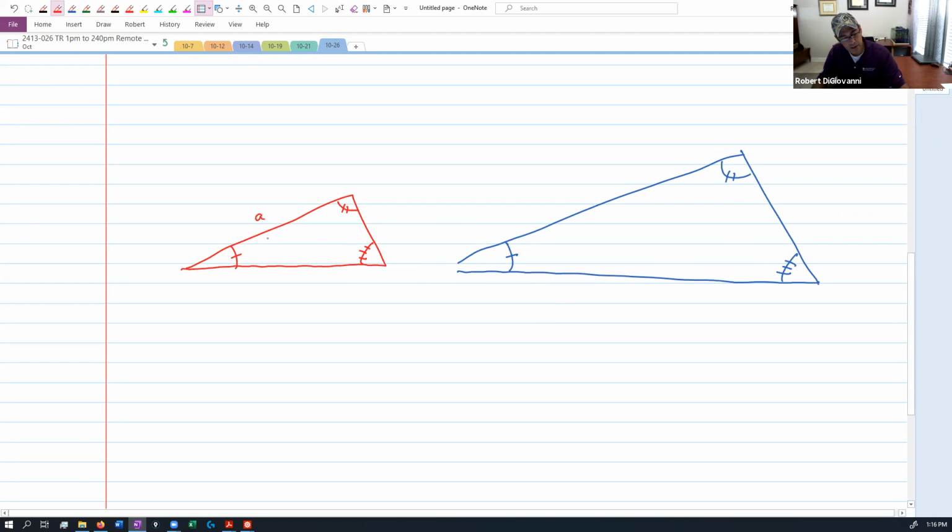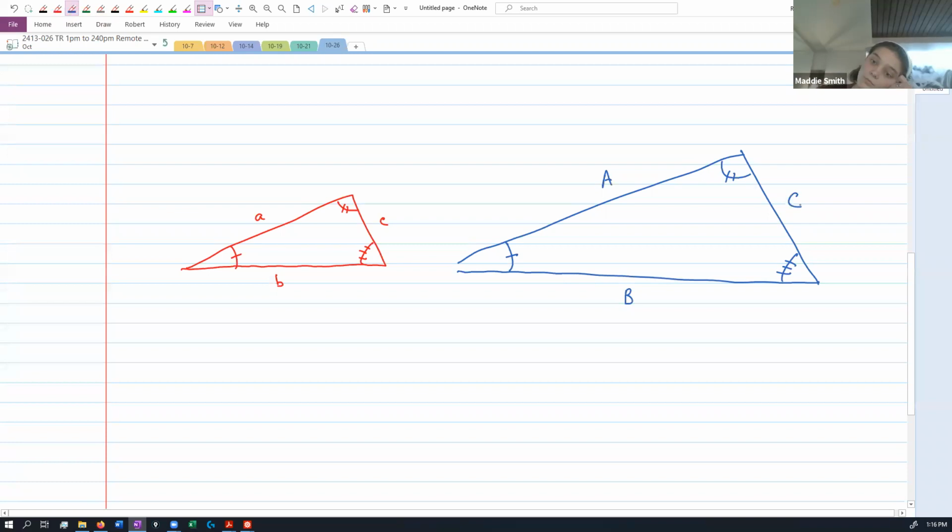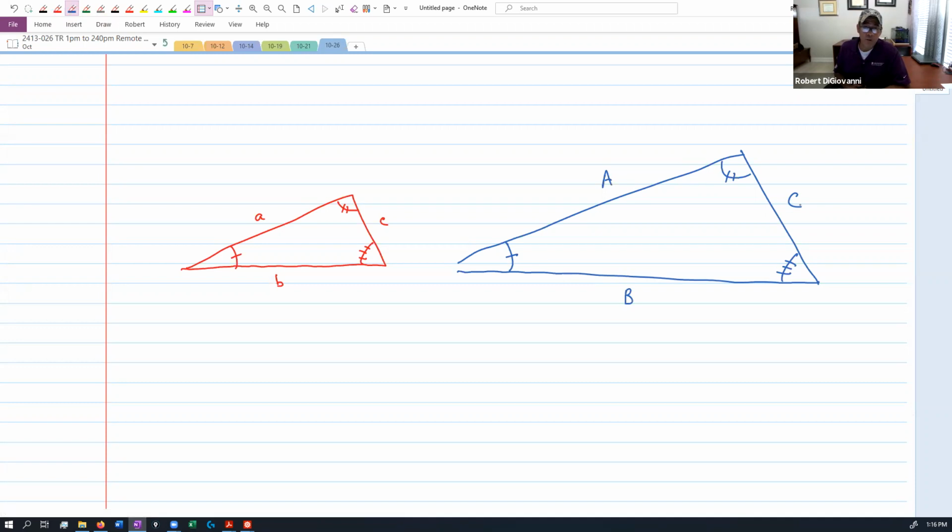If we label this side little a, little b, little c, and these sides capital A, capital B, capital C, then the property of similar triangles is that the ratio of any corresponding sides must be equal. What do I mean? If I take little a over big A, that should be equal to any other side on the little triangle divided by its corresponding side on the other triangle. So that's equal to little c over capital C.